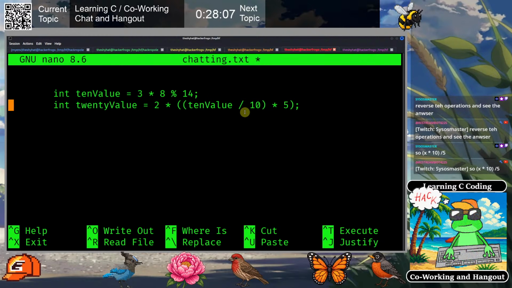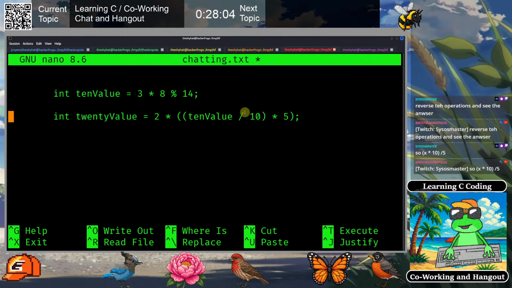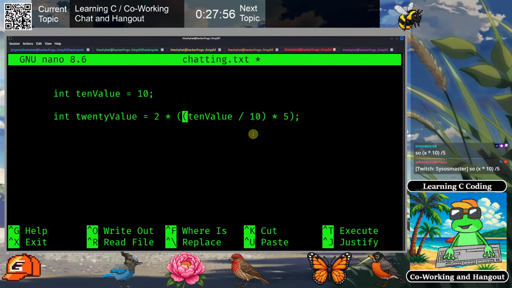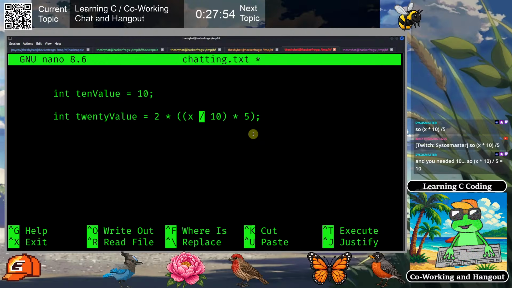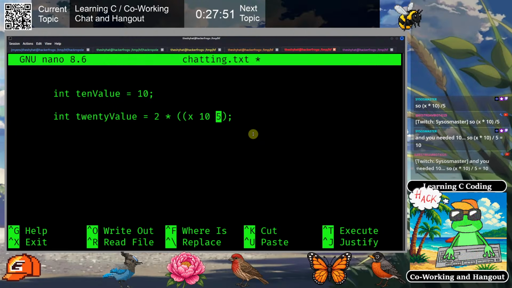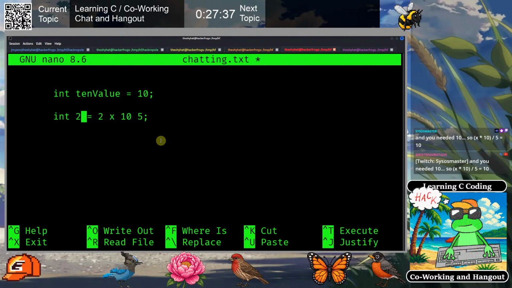Apparently we're learning math, huh? Okay. So 10 value is 10. So I guess x and then 10 and then 5 and then 2. So we need to put some operators between these values in order to get the value 20. So I guess we could call this 20 equals 2 and then something with x and then something with 5.